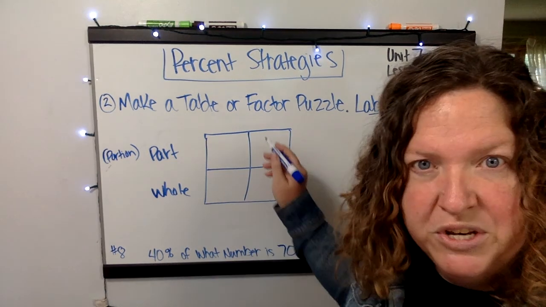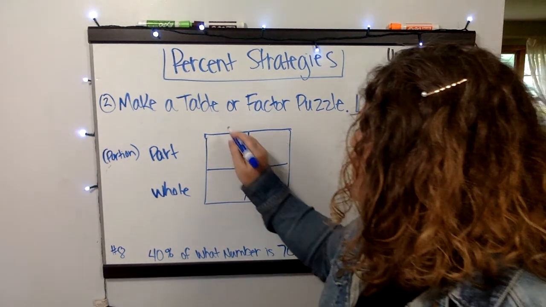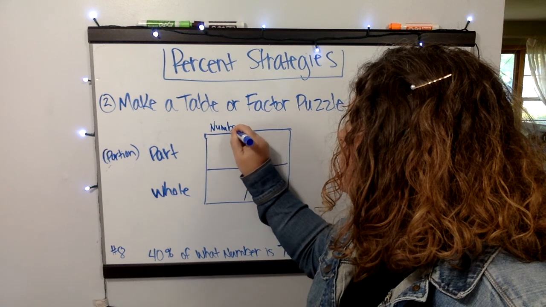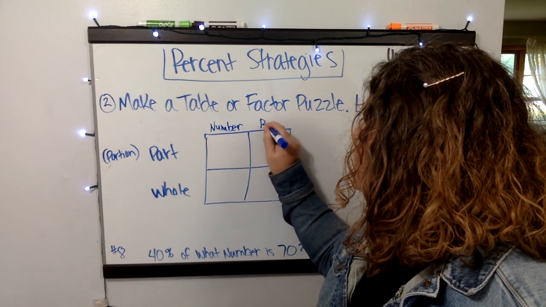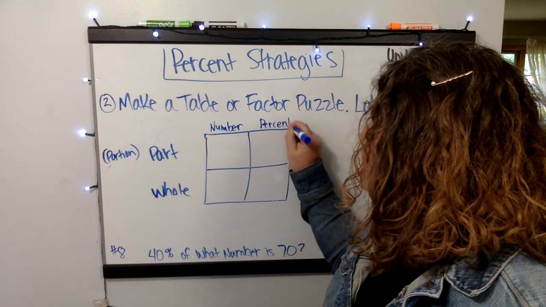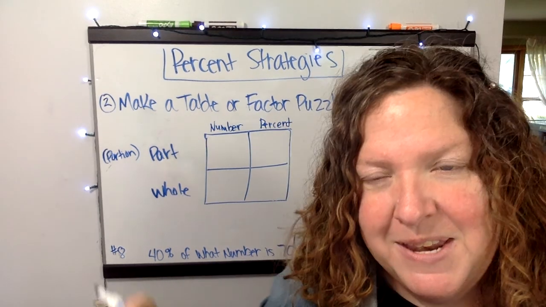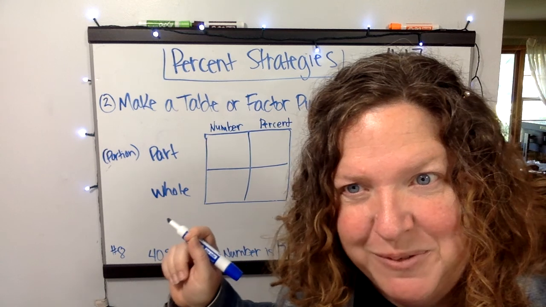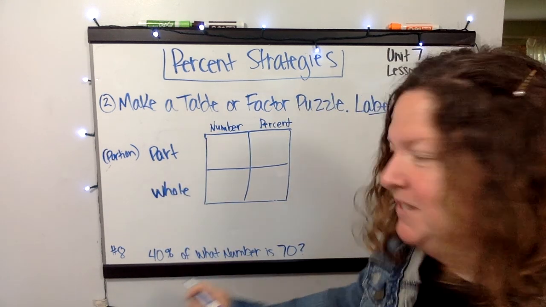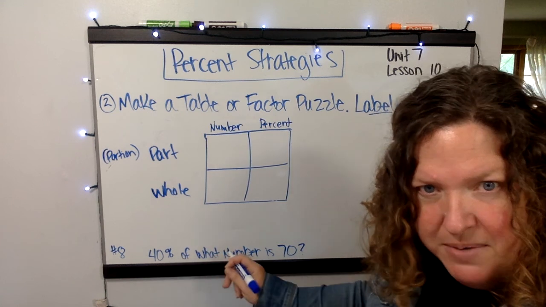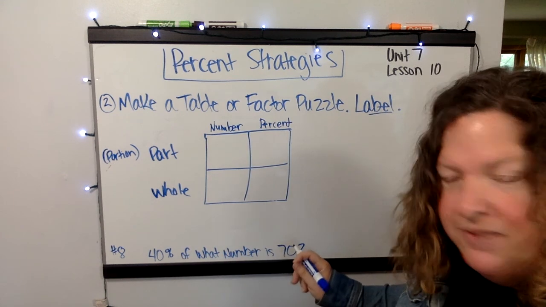Now it doesn't matter which one you put on which. So I'm going to put, this is the number, and this is the percent. Now that we have it labeled, we have to figure out where to put the numbers that are in our problem. 40% of some number is 70.